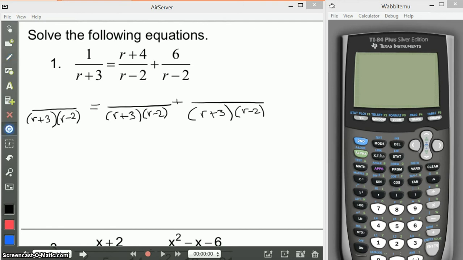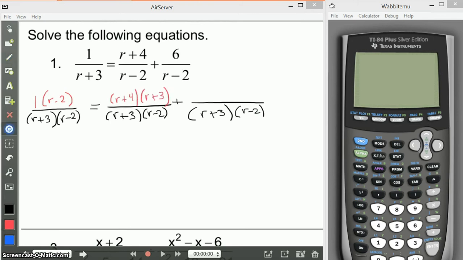So let's see. This has both of those, and this has only the r plus 3, so you need to multiply the 1 by what's missing, which is the r minus 2. So 1 times the r minus 2. Again, this one has both of them. This only has r minus 2, so what's missing is r plus 3, so you multiply r plus 4 by what's missing, which is the r plus 3. So r plus 4 times r plus 3.